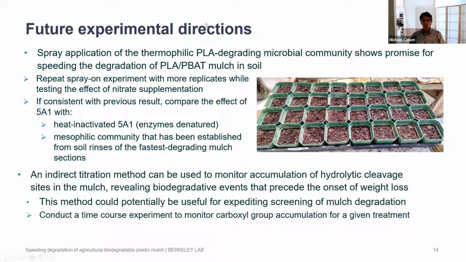Of course, doing a time course looking at the degradation could be useful in the field. Instead of doing these long-term weight loss experiments, you could get a sense of early events going on and get more done that way. Now I have the slide that was requested.